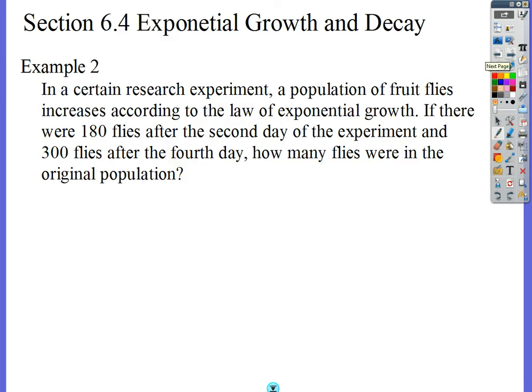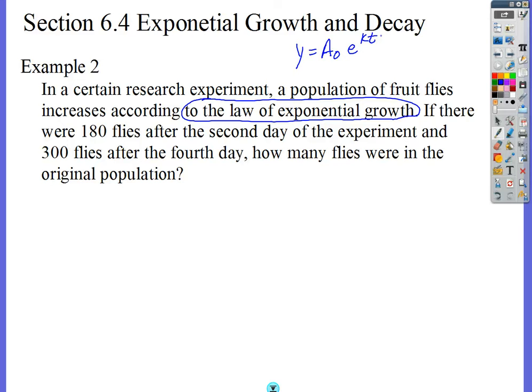Next. So it says in a certain research experiment, okay, a population of fruit flies increases according to the law of exponential growth. So when you see this terminology here, you need to be thinking to yourself, oh, well, wait, that's A, not E to the KT. Okay. If there were 180 flies after the second day of the experiment and 300 flies after the fourth day of the experiment, how many flies were there in the original population?